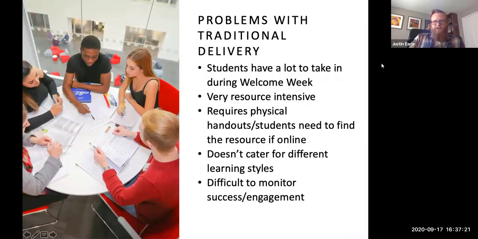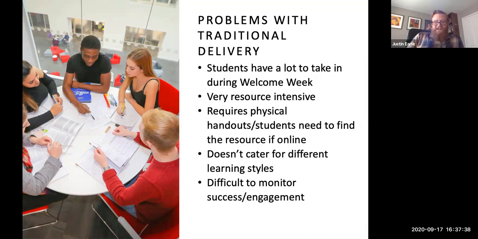So some of the problems with the traditional delivery: students have a lot to take in during welcome week. So some of them have left home for the first time, or they've moved out for the first time, or they may be in a new area, or even just a new institution and new systems to learn.